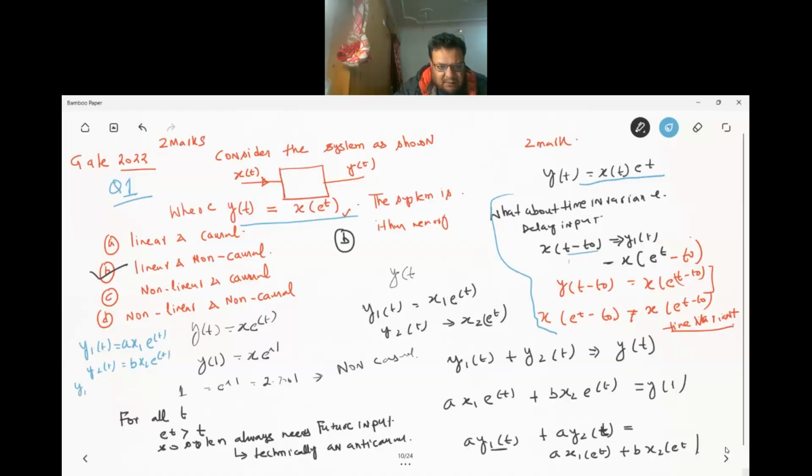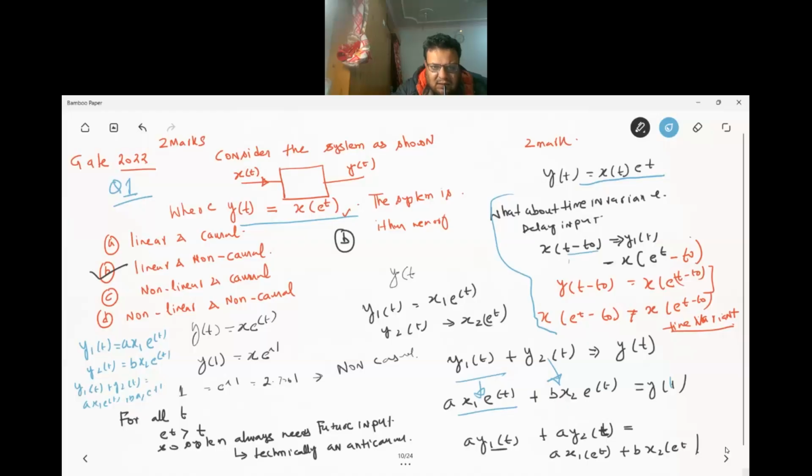Now, if you add these, y1 of t plus y2 of t should give you the value of this, right? That will be a x1 of e power t plus b x2 of e power t. So this system is a linear system. That is confirmed, because y1 of t gives you this, y2 of t is this value, which is equal to y of t. So this is 100% a physically realizable system.